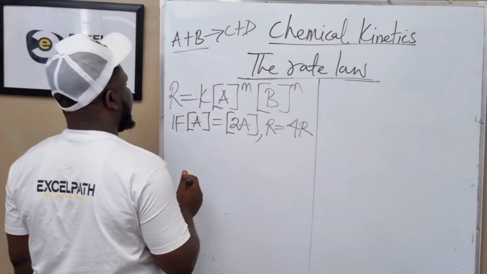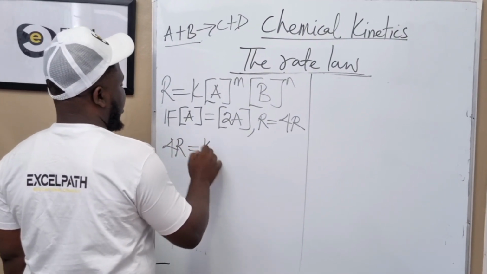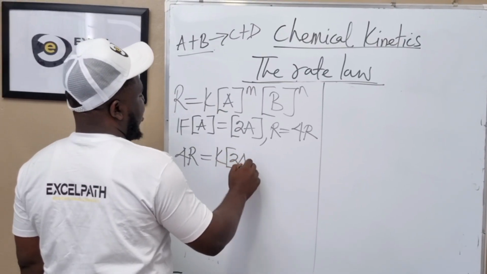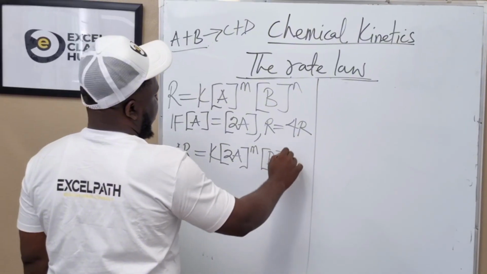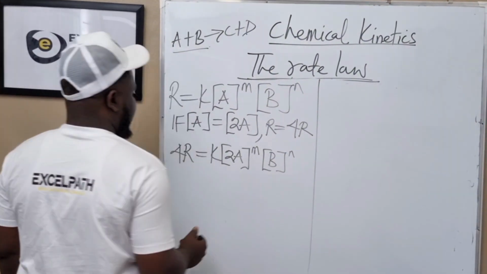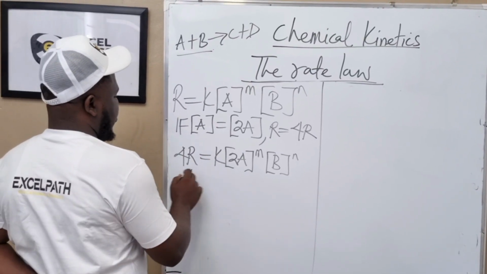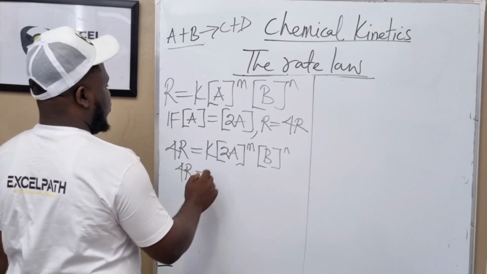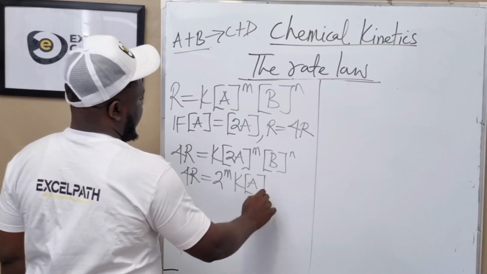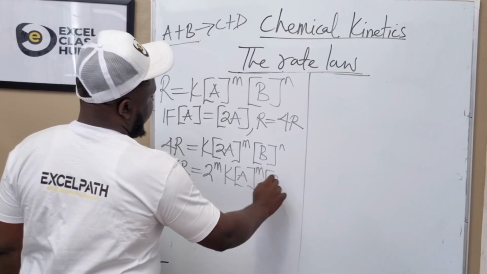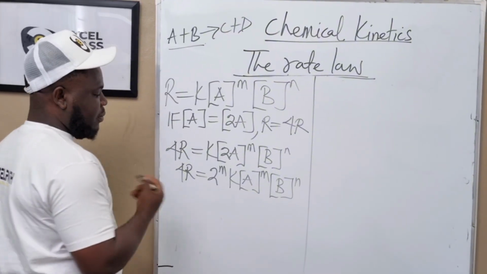So let's bring it to the rate law expression. Instead of R, we write 4R is equal to K. Instead of A, we write 2A raised power M, then B raised power N. All right. So having said that, we are going to have 4R is equal to 2 raised power M, K, concentration of A raised power M, concentration of B raised power N. Now looking at this whole expression represents our R.